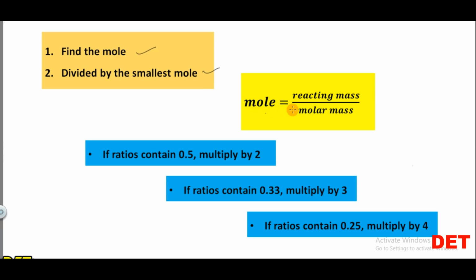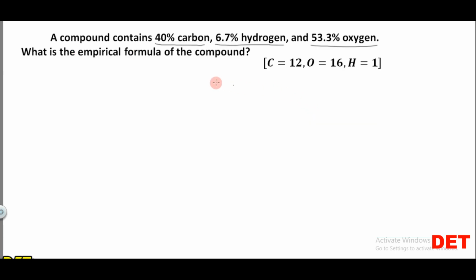After finding the mole, whatever you get, you will then divide by the smallest mole. And you should know that mole is equal to reacting mass over molar mass. So in this question, your reacting mass for carbon is the percentage of carbon in this compound, and the molar mass of carbon is the relative atomic mass of carbon, which is 12. So let's put our solution here.